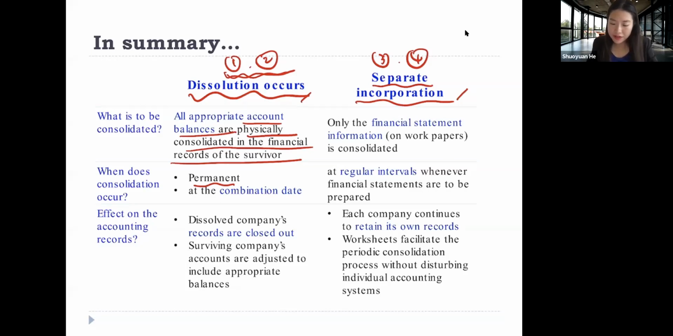And then if it is in the situation of 3 and 4, where separate incorporation still remains as a result of the business combination. In these situations, if firm A goes out and acquires B, both A and B survive after the acquisition. Then both A and B still keep their own books. So no firm needs to close out its books. Both firms still keep their books. And then consolidation is done periodically on a consolidation worksheet.